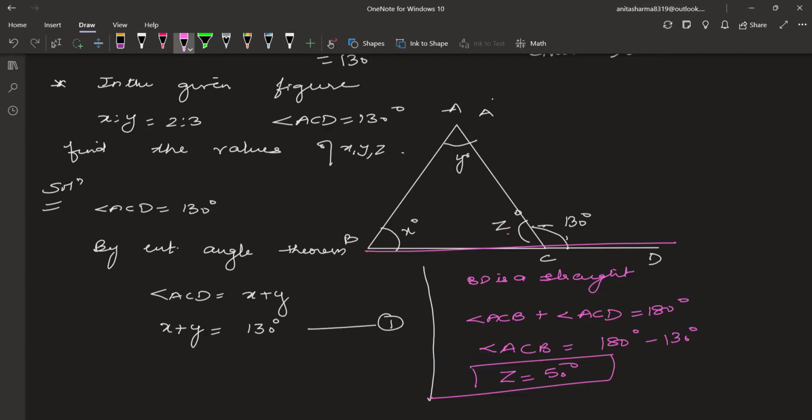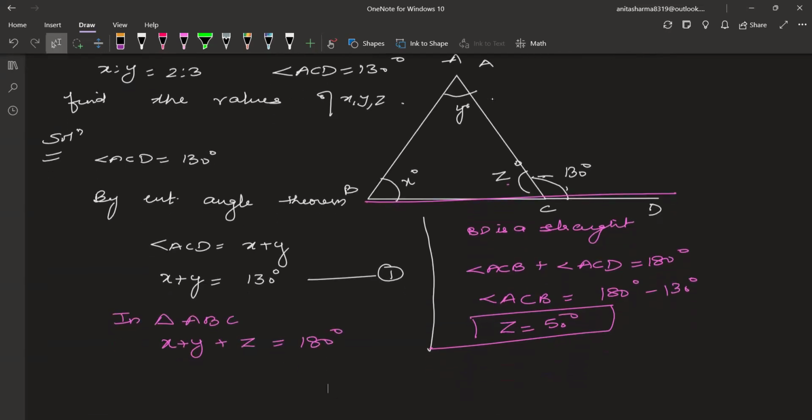Now we know that in triangle ABC, angle X plus Y plus angle Z is equal to 180, right? So, what can we do here? Ma'am, we should write x plus y plus 50 is equal to 180. X plus y is equal to 180 minus 50. Same thing we will get.